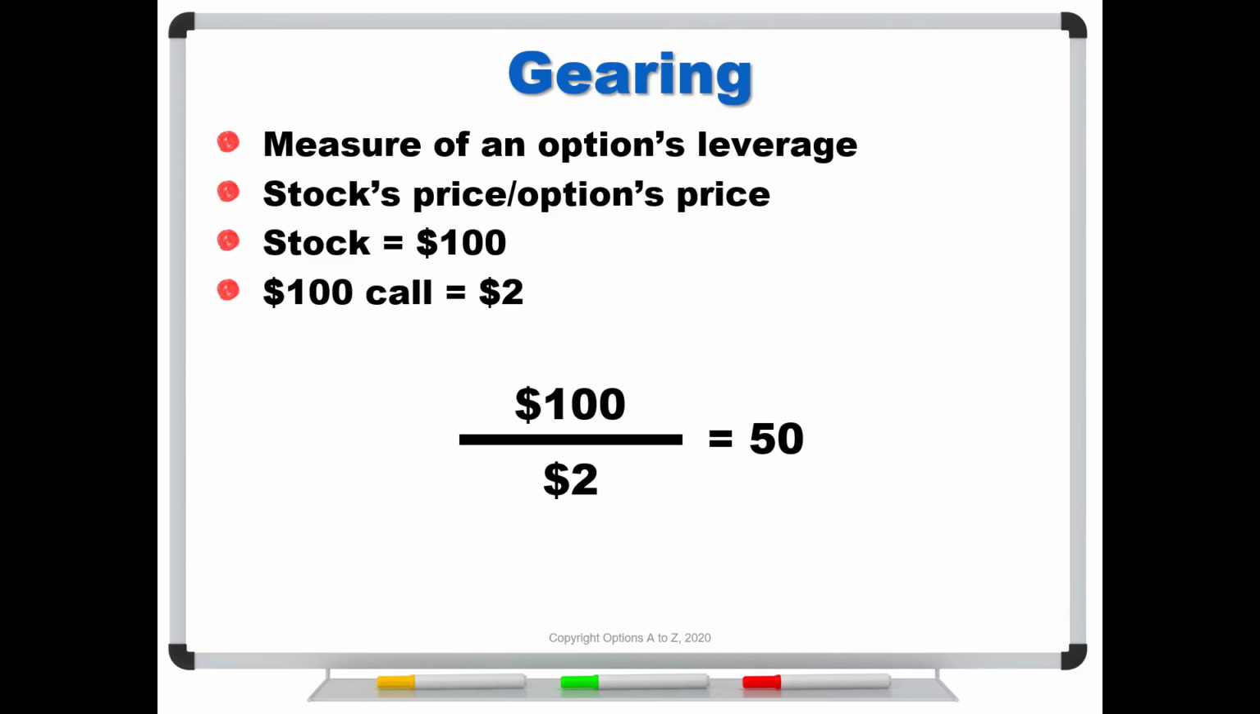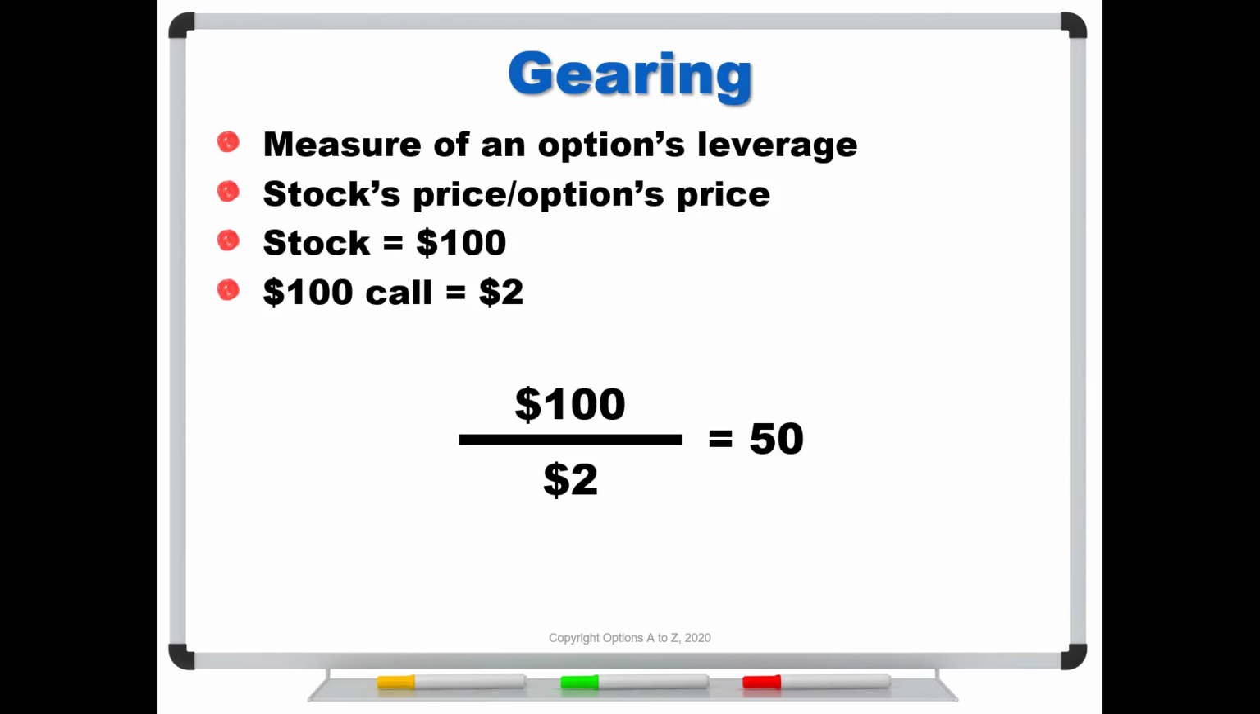And so what it's really telling you is that for $2, you are controlling 50 times the amount of that value. The problem, as you're probably already seeing, is that we don't really know what that option's delta is. We don't know how these relationships are going to change. But still, the gearing can give you an idea of just how much leverage you're dealing with.